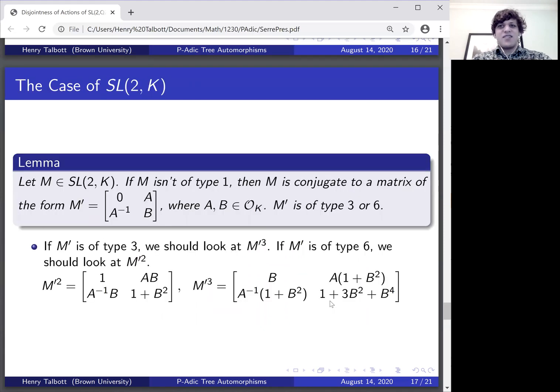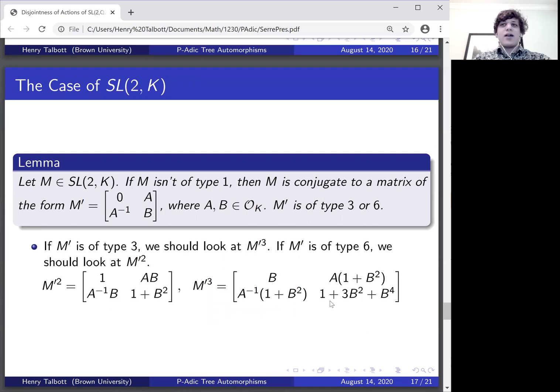As it turns out, in some sense, type 1 is the worst case. For any other case, we can conjugate our matrix, or conjugate the automorphism, into a very specific form. If M isn't of type 1, we can find M prime, if we conjugate to it, of the form 0, A inverse, and B, where A and B are in the ring of integers, and A is a unit, so is invertible. Notice that M prime, based on definitions of the last slide, is either going to be type 3 or 6, depending on whether or not B is a unit.